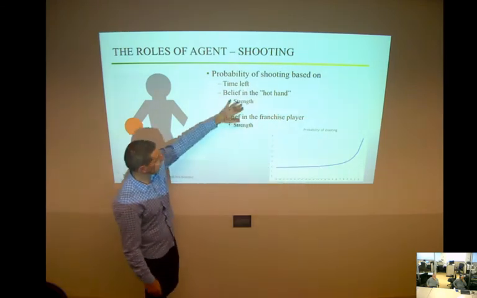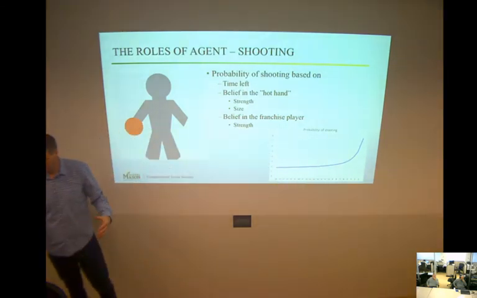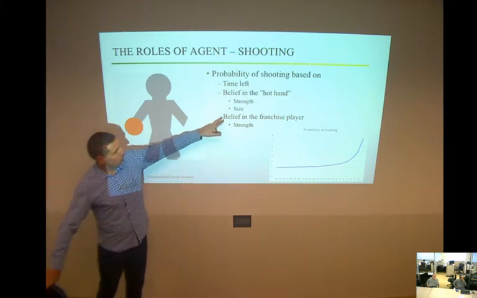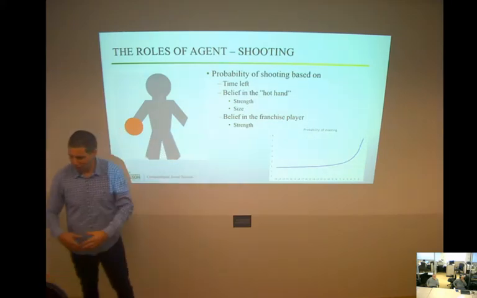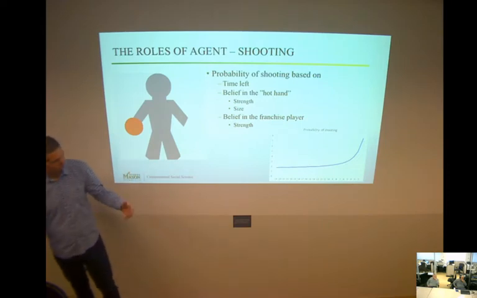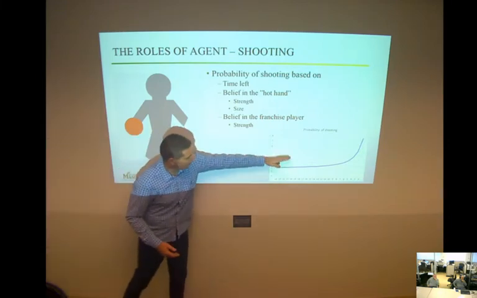What that means is that if I've got the last three shots in, and my agent thinks that a streak is three, then I'm really confident I'm going to get the next one. So that boosts the probability. Also, if you're the franchise player, like LeBron or Russell Westbrook or James Harden, then I'm going to be more confident I'm going to take the shot. So again, that will push the curve upwards.